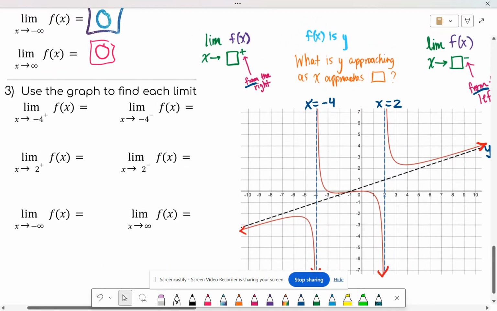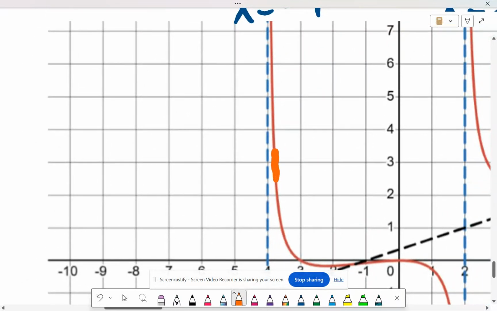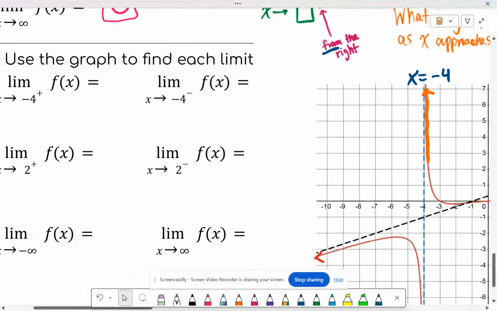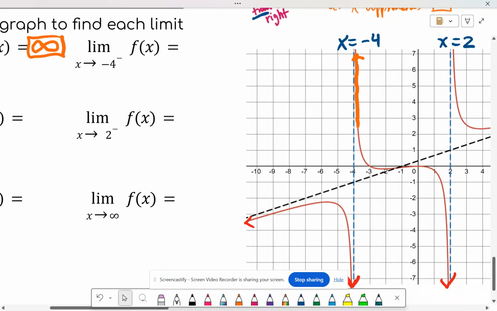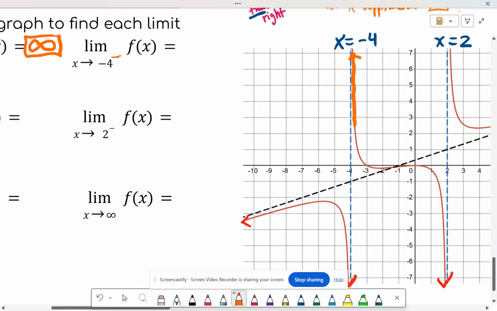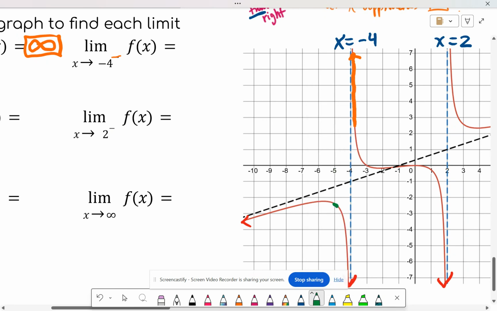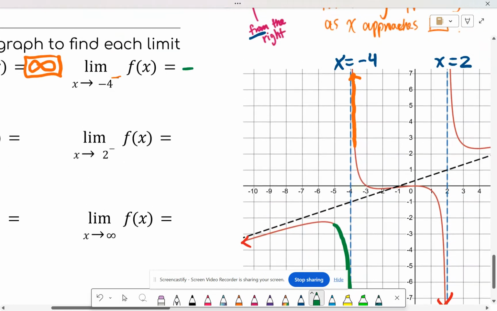So as x approaches negative 4 from the right, if I zoom into the vertical asymptote of negative 4, what is the graph doing to the right of it as it gets closer and closer to that vertical asymptote? The y value is going up towards positive infinity. And as the graph approaches the vertical asymptote of x equals negative 4 from the left, remember, that's what that thing means, what is the graph doing? So the graph is going on the left of that asymptote, it's going down towards negative infinity.